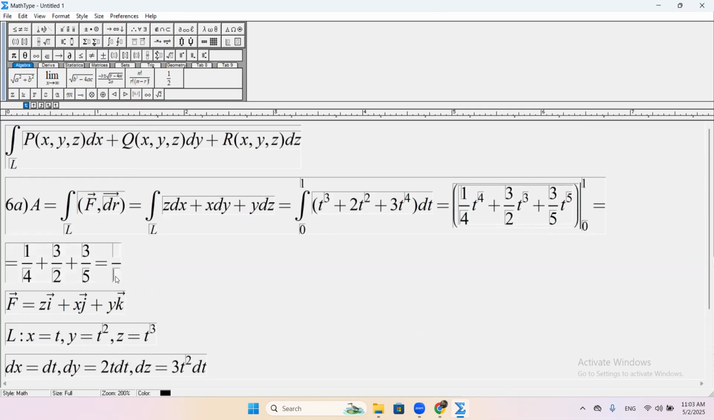The common denominator will be actually 60. So 15 over 60 plus 2 over 3, that is 40 over 60, and plus 36 over 60. If I add, I will receive 81 over 60, and we can reduce it by 3. It will be equal to 27 over 20. So it's done. Any questions about this exercise, about the whole lesson, about previous lessons?